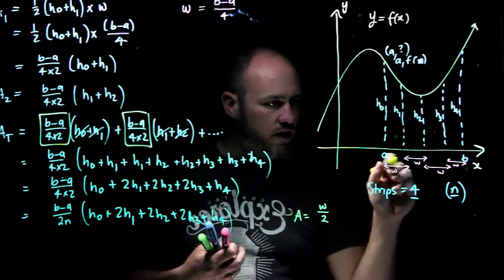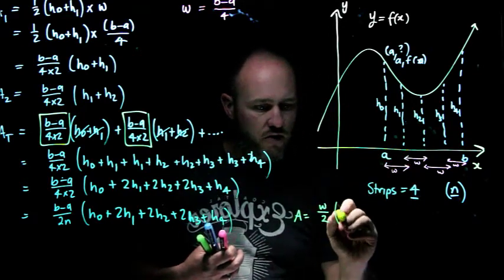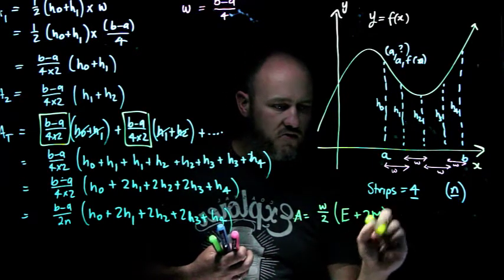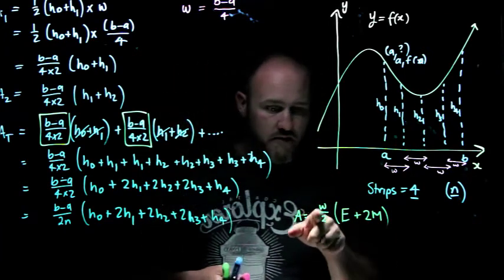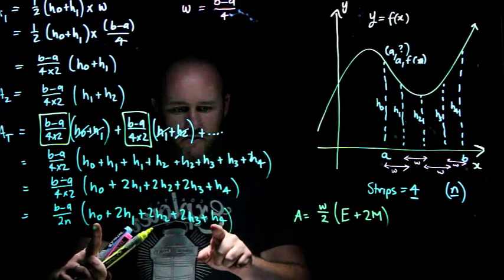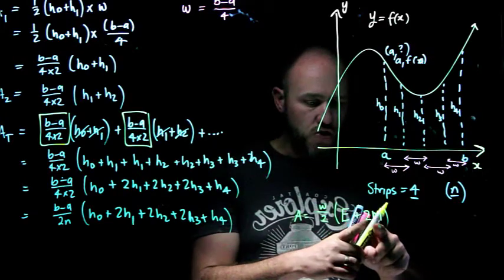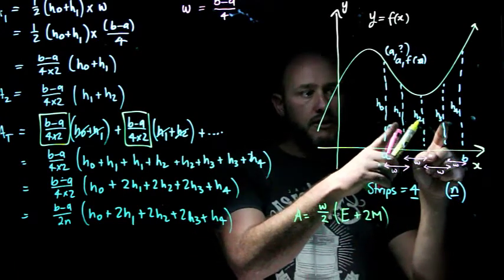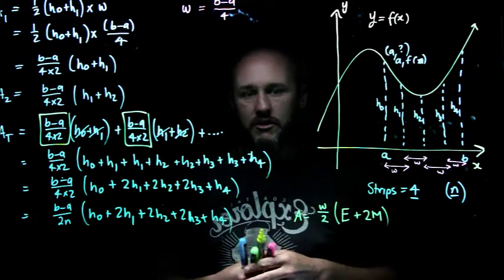But it's the width, whatever that width is of each trapezium, divided by 2, times, let me write it like this, ready? (e plus 2m). You'll see that pop up. So it's a way that some people find easy to remember. Basically width over 2 times the ends, h0 and h4, because they're only included in one trapezium each, plus 2 times the middles. h1 plus h2 plus h3 is the middles. They're included in 2 trapeziums each. So we get this.